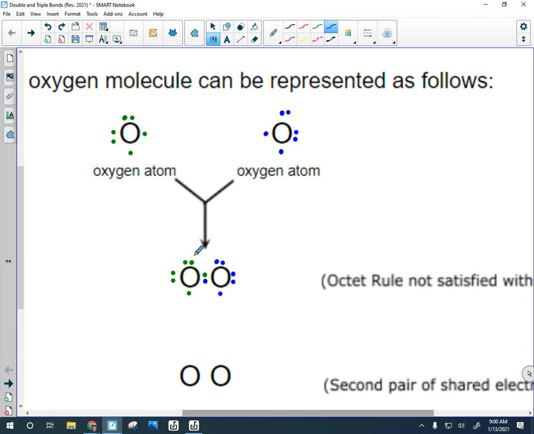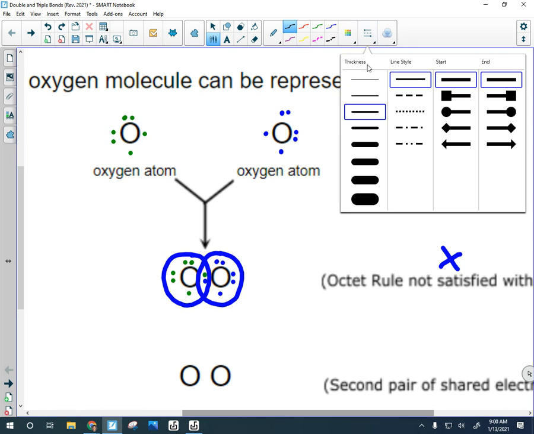So if I kind of check where I am with this, right? If I were to circle that side, it has access to 2, 4, 6, 7 valence electrons. The other side has access to 2, 4, 6, 7 electrons. So the octet rule is not satisfied. So a single bond is not going to work in this case. So what do we do? What we need to do is share additional electrons.